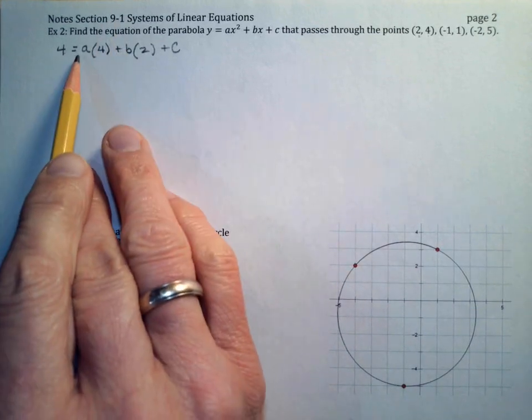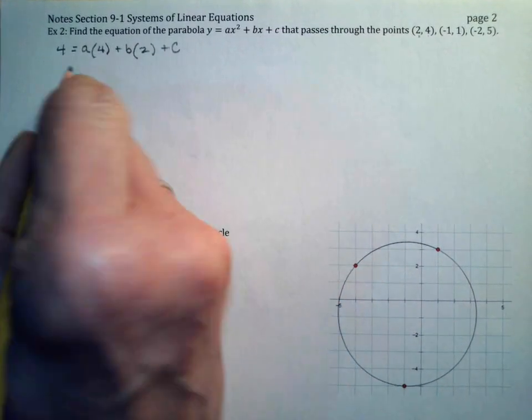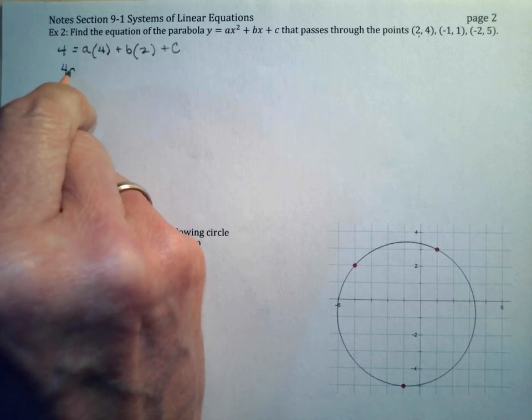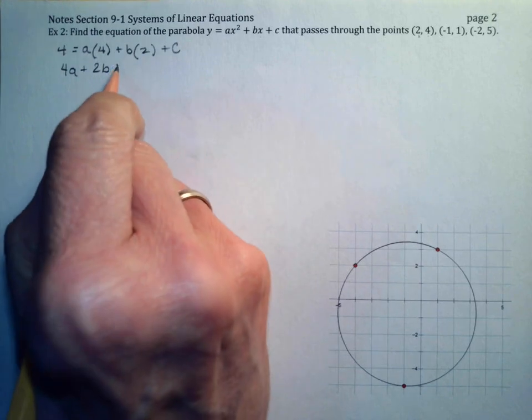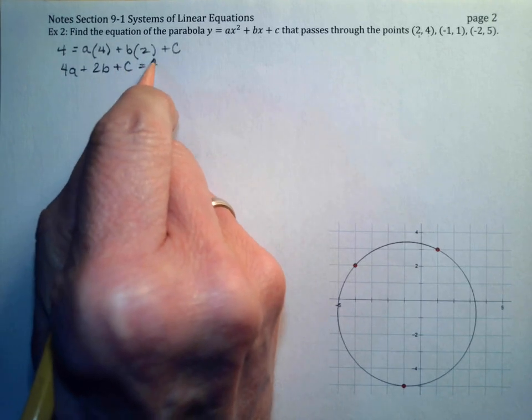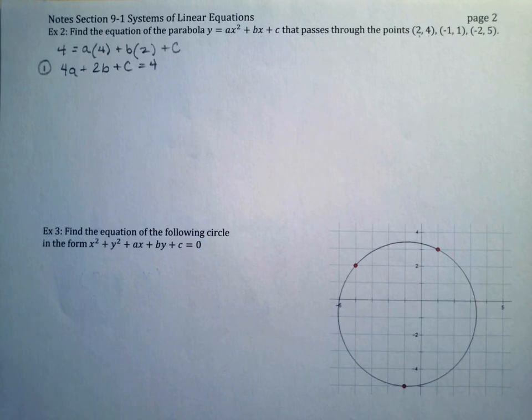We have an equation that has got a's, b's, and c's in it. Okay. Let's rewrite that though. 4a plus 2b plus c equals 4, and we're going to call that equation 1.